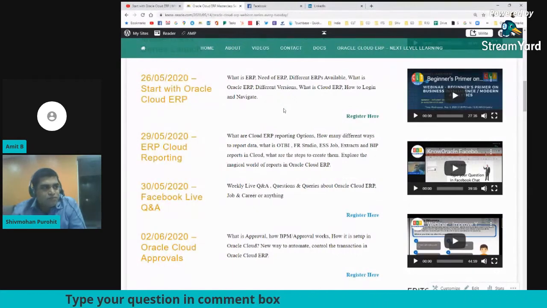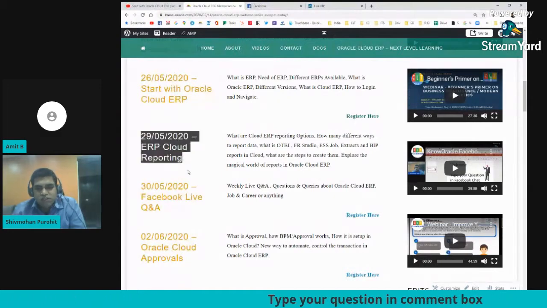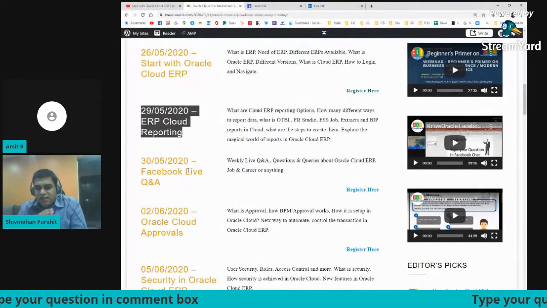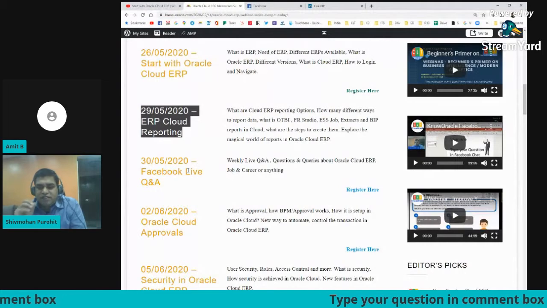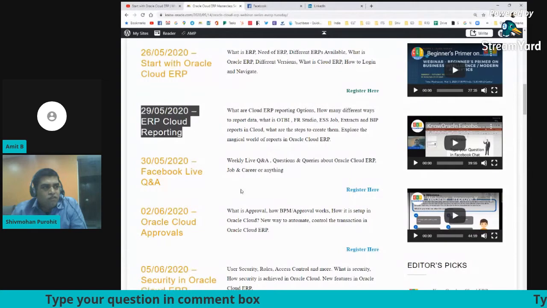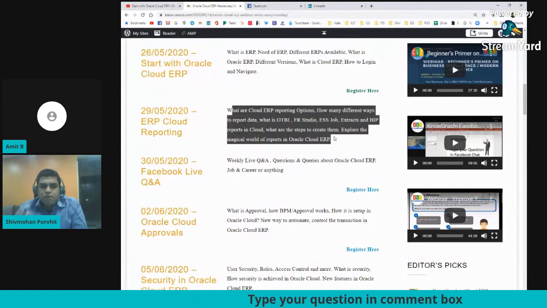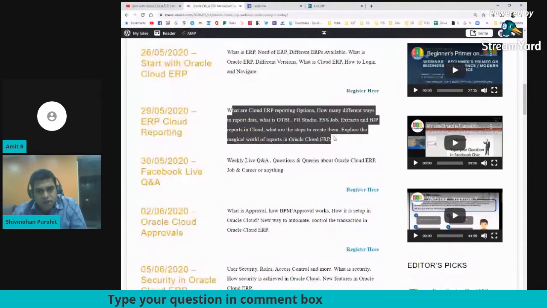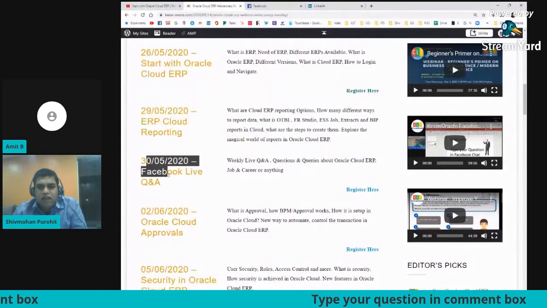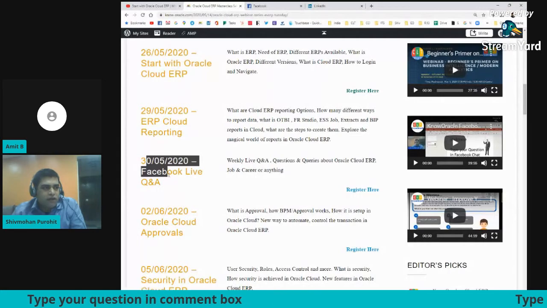Now, on Friday we're going to have the next session, which will be totally focused on Cloud ERP reporting. Today we just saw one slide, just the names of the tools, whether it is FR Studio, BI Publisher, OTBI. On Friday we're going deep. We will have a complete session on all the reporting options available in Oracle Cloud ERP. So that would be a good thing. And then Saturday we're going to have a Facebook Live, so we can have all the question answer sessions solely focusing on the Oracle Cloud ERP topic.